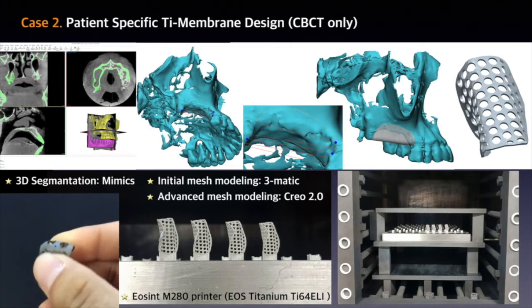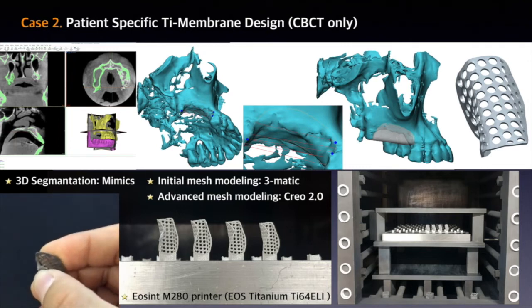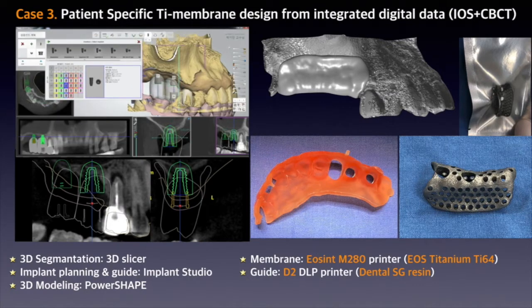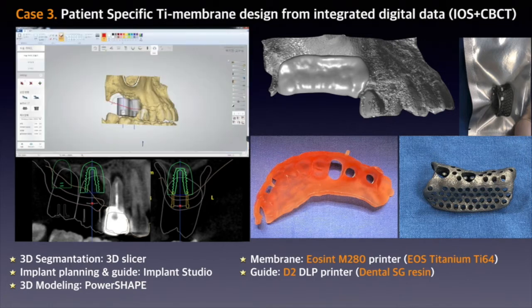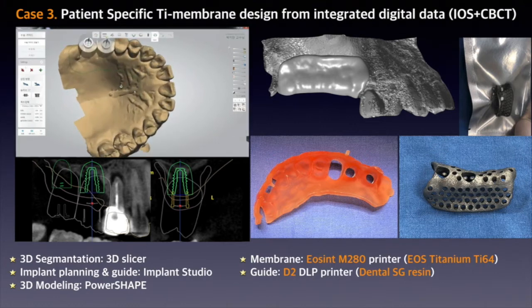If you don't place implant, it is easier. After completion of the design, the membrane was manufactured by a metal printer and heat treatment. In this case, I fabricated both the implant surgical template and the membrane with the integrated digital data. After the implant placement with surgical guide, mesh can be placed on top of implants and fixed with pins.